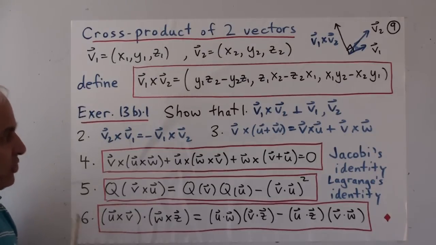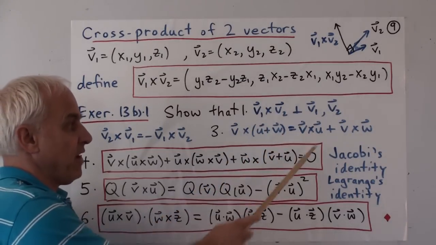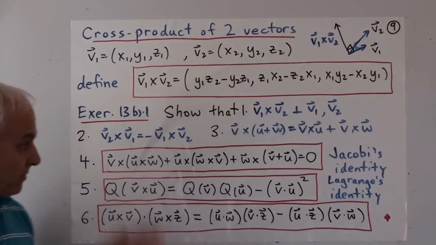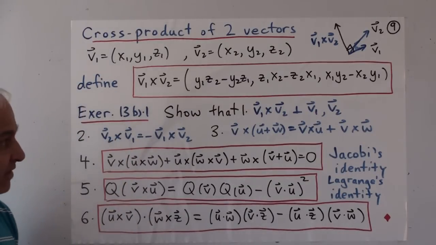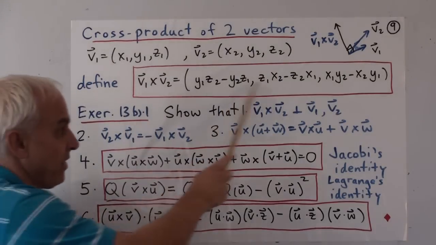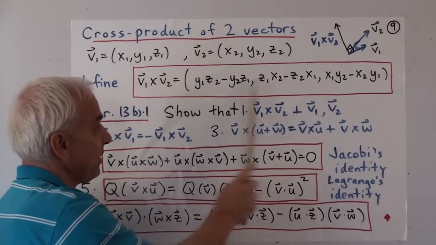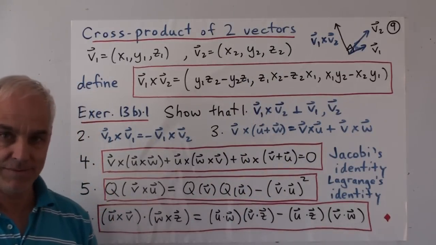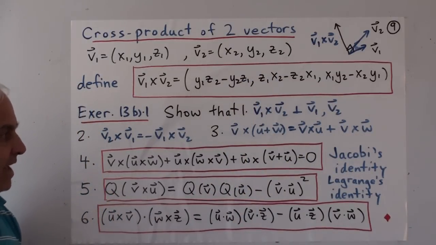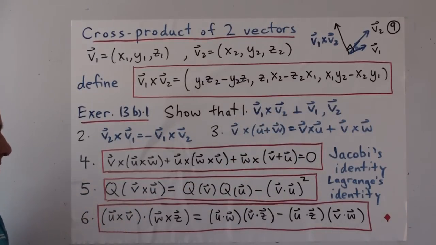So the first is that V1 cross V2 is perpendicular to both V1 and V2. And it's going to be an exercise for you to check that. So what you have to check is that when you take the dot product between this one and this one, you get 0. And when you take the dot product between this one and this one, you get 0. That's what perpendicularity means in the linear algebra context.